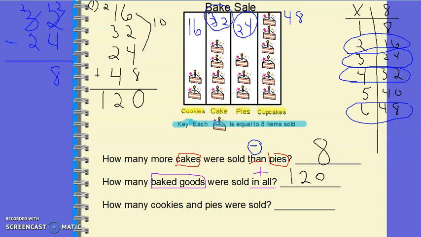And it is asking how many cookies and pies were sold. So this time it just wants to know the cookies and the pie. So let me see. Let me find cookies. Here's cookies and pies. And here's my pie right there. So I'm going to add 16 plus 24. So I'm going to come back over here to this blue space. 16 cookies. I could even put a C right there and label that. Plus 24 pies. I can use a P to label my pies.